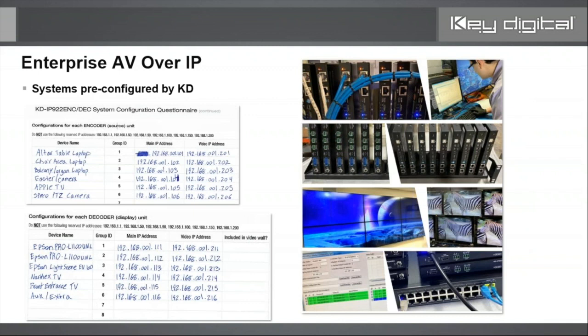Now, moving on. AV over IP, how do you get prepared for AV over IP? How do we teach you to master this? Well, what we've done at Key Digital for the last few years is we have pre-configured all AV over IP systems before they leave our building. So all you have to do is complete a questionnaire of the friendly names for the encoders and decoders. For example, we see Apple TV, the balcony laptop, the camera, the projector, the entrance television for the decoder names, and tell us your desired IP addresses for each of these units.